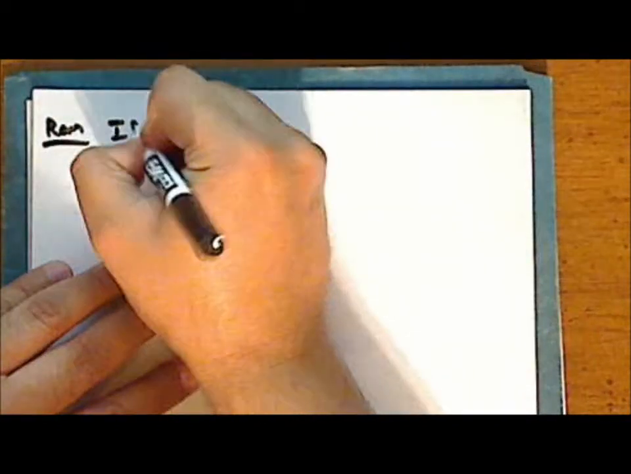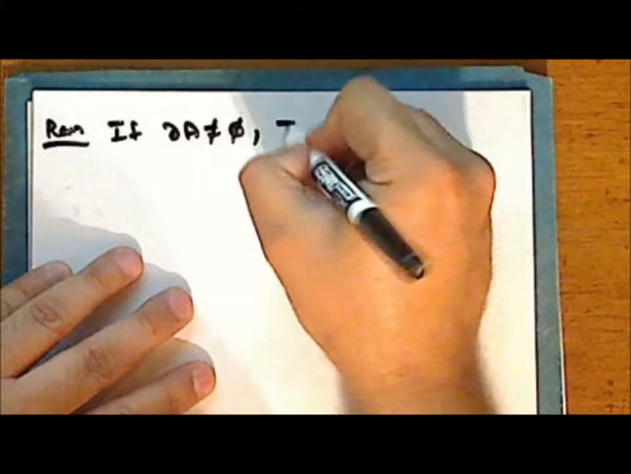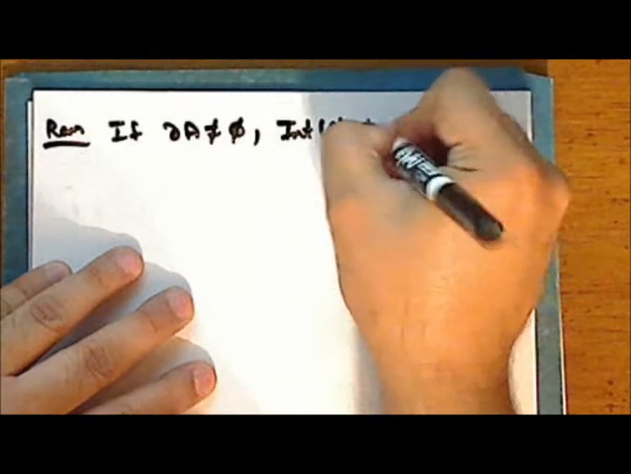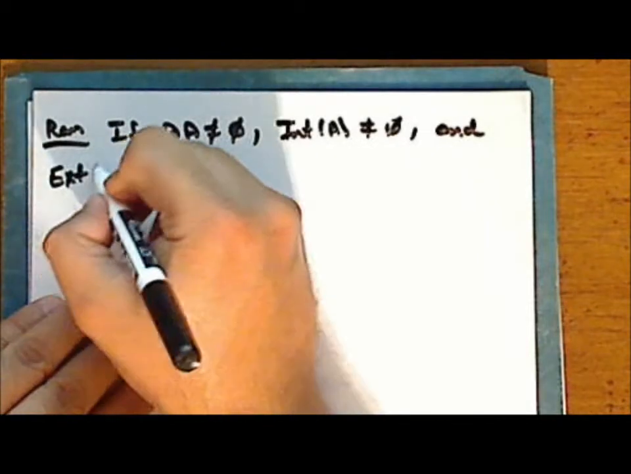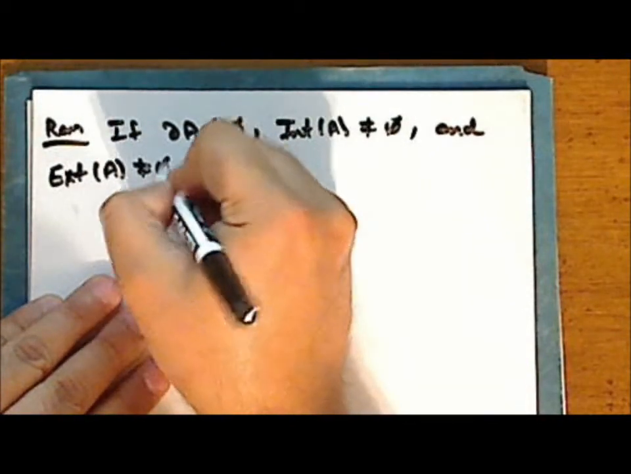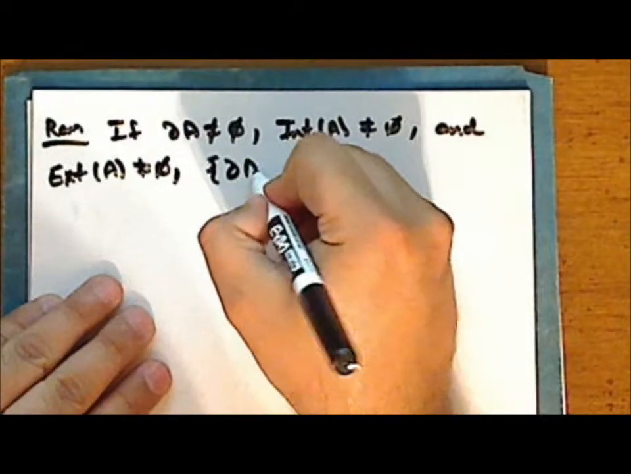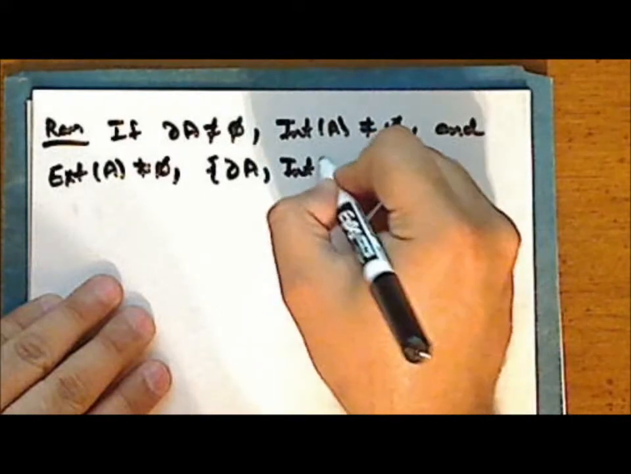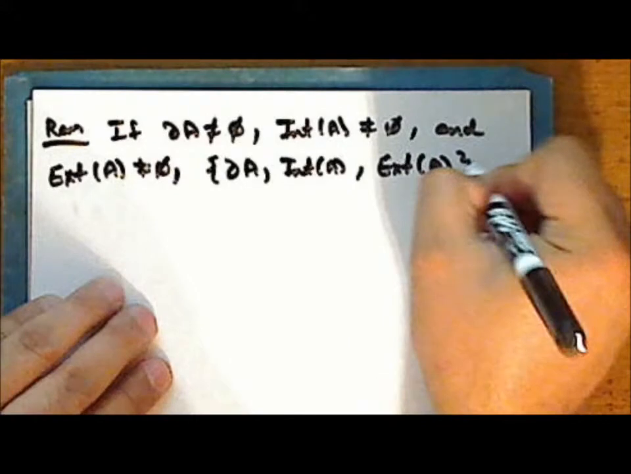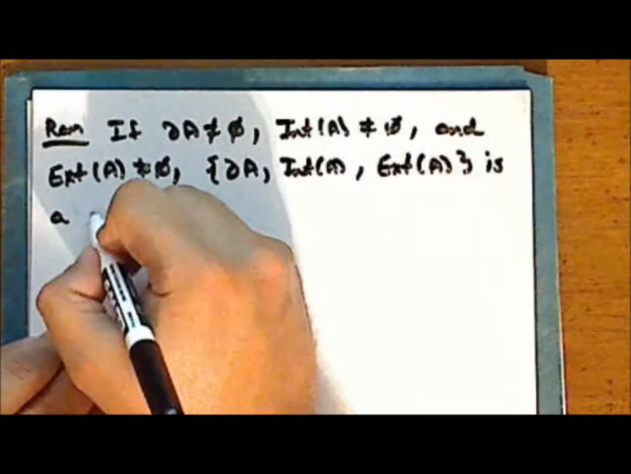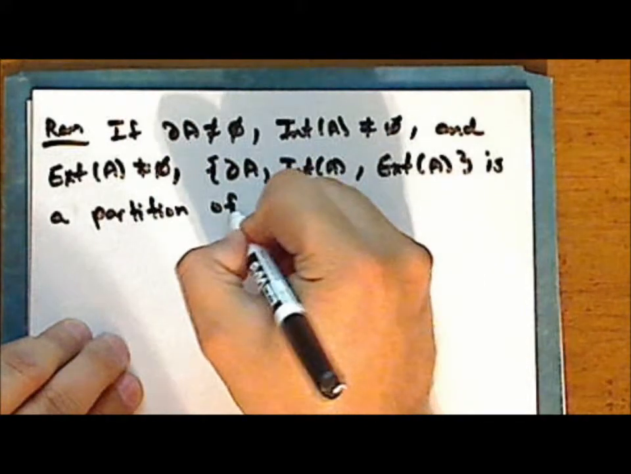So if the boundary of A is not empty, the interior of A is not empty, and the exterior of A is not empty, then the set containing the boundary of A, the interior of A, and the exterior of A is a partition of the space X.